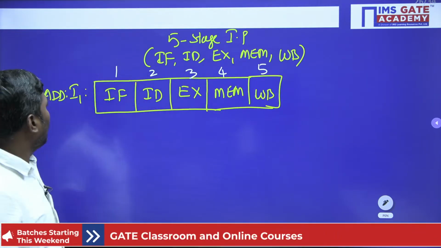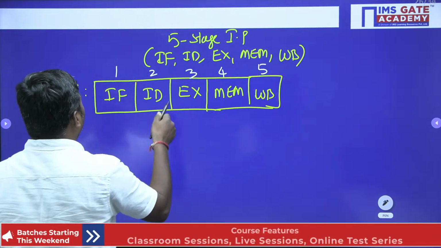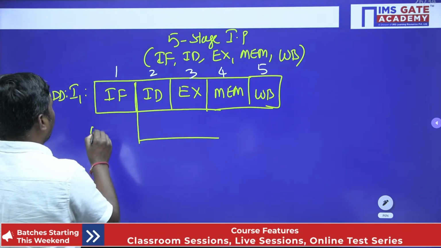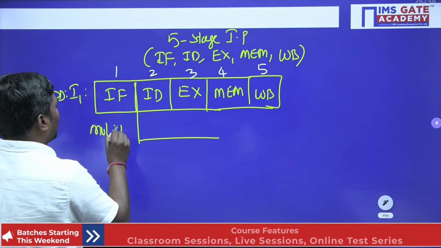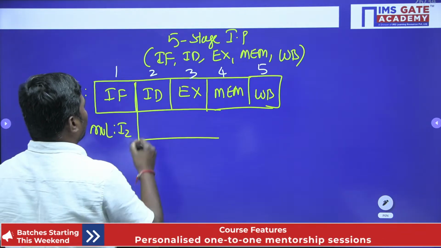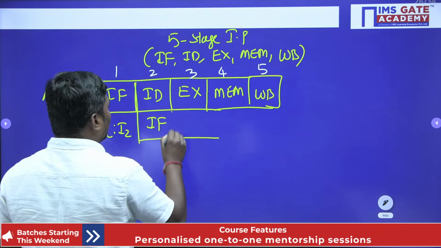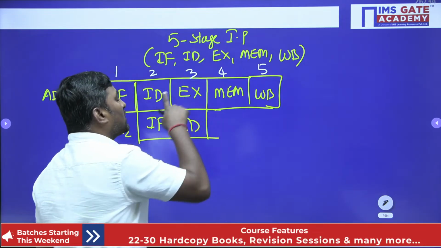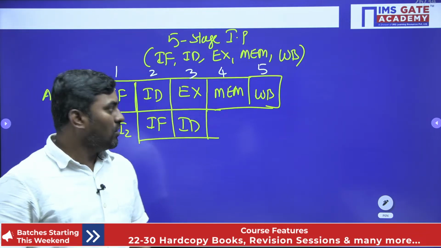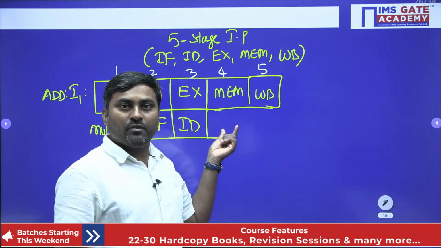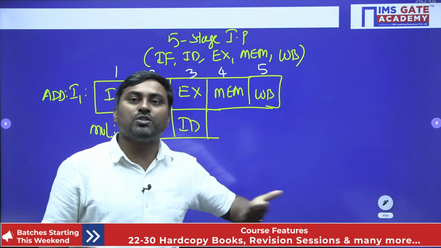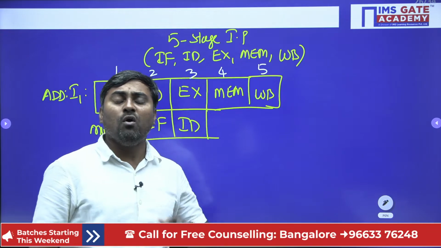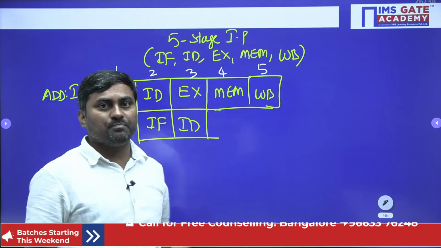Clear? Now, whenever instruction I1 fetching is over, I can use the fetch stage for the second instruction. The second instruction, I2, is multiplication. Instruction fetch, then instruction decode happens. Operand fetch will happen in the execution stage only, they said. Merely decoding happens in the decode stage, and operand fetch happens in the execution stage.